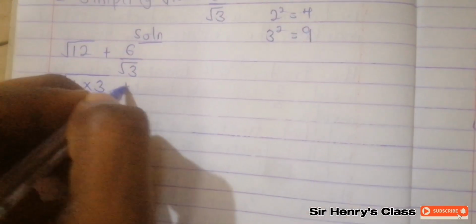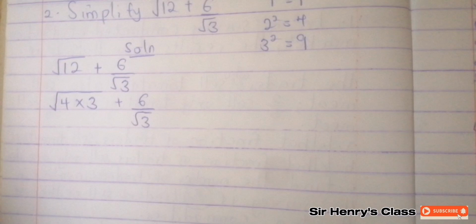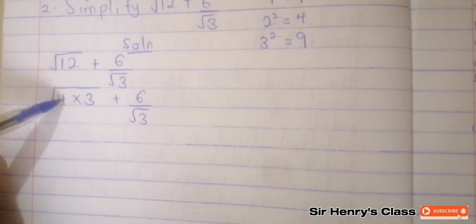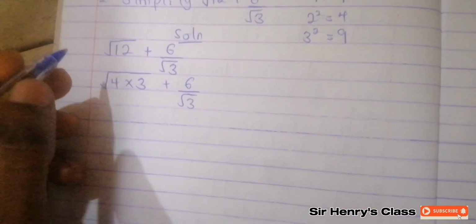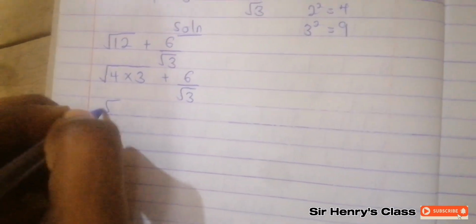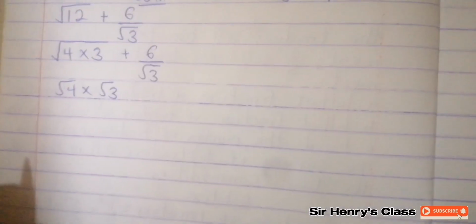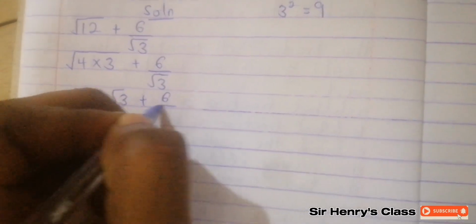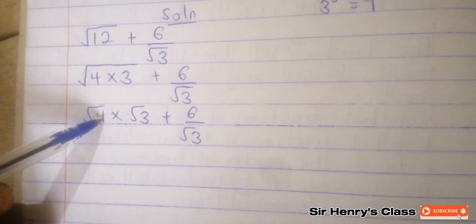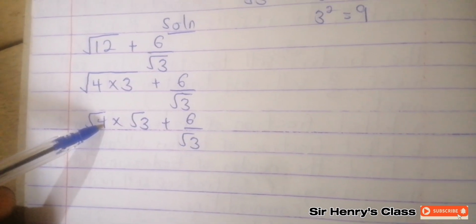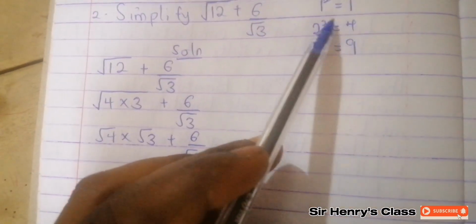Okay, plus 6 over root 3. So this can then be expressed as root of 4 times root of 3 plus 6 all over root 3. So then what next? We can simplify this. So root of 4 will give us 2. Root of 4 will give us 2 here.